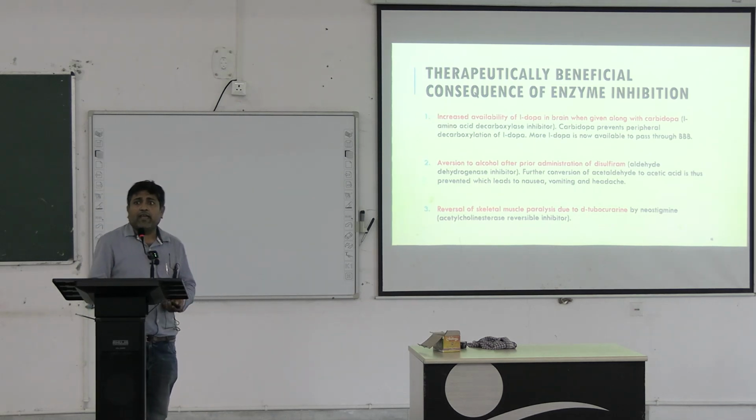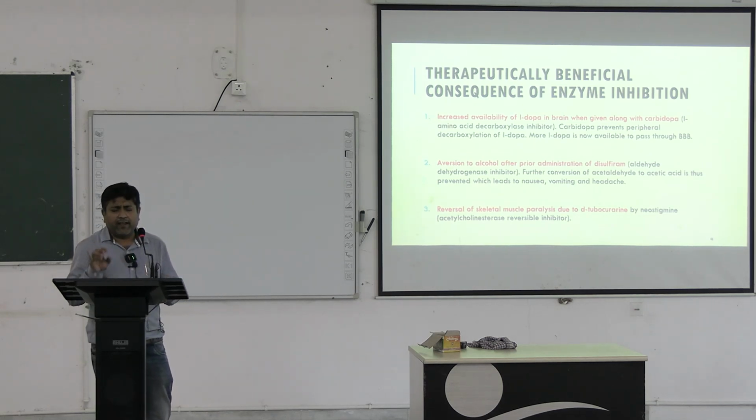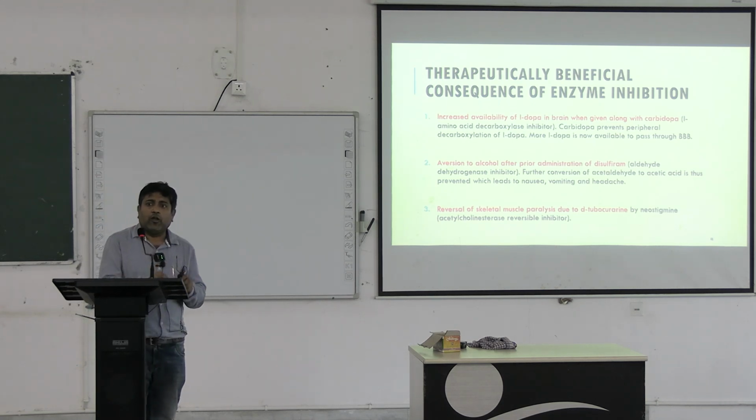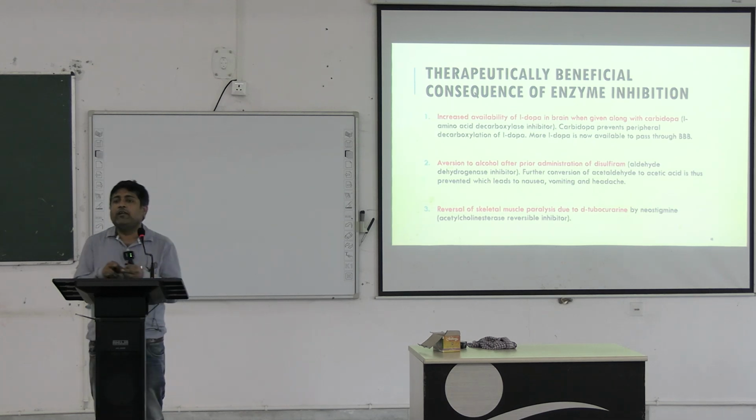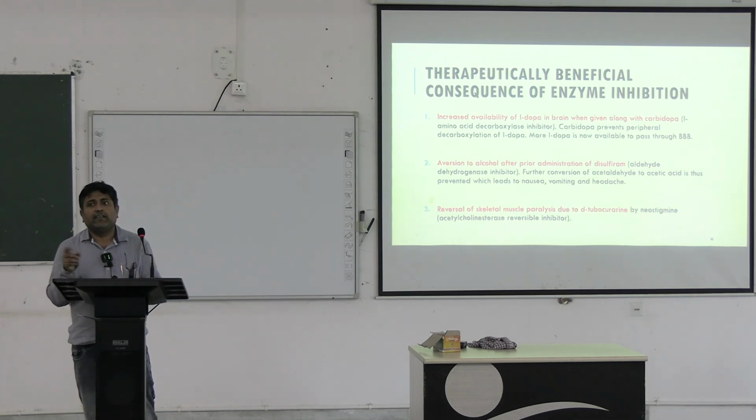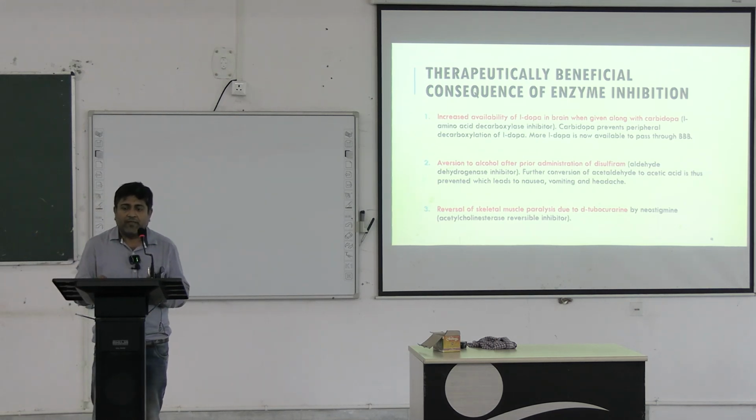Disulfiram is an acetaldehyde dehydrogenase enzyme inhibitor. Now, how is alcohol metabolized in the body? Alcohol is metabolized by alcohol dehydrogenase to acetaldehyde, and acetaldehyde is again converted to acetic acid by acetaldehyde dehydrogenase. Now, this acetaldehyde dehydrogenase enzyme is inhibited by disulfiram.